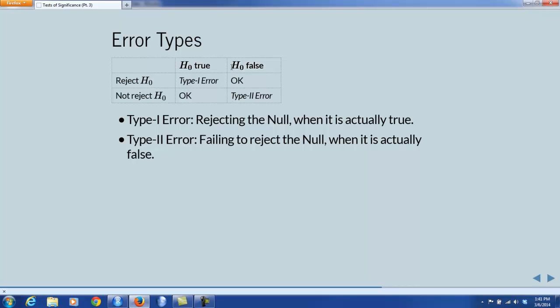On the other hand, suppose that the null hypothesis is actually false, but you don't reject the null hypothesis. Then again you've made an error, and it's called a type 2 error. So a type 1 error is rejecting the null when it's actually true, and a type 2 error is failing to reject the null when it's actually false.